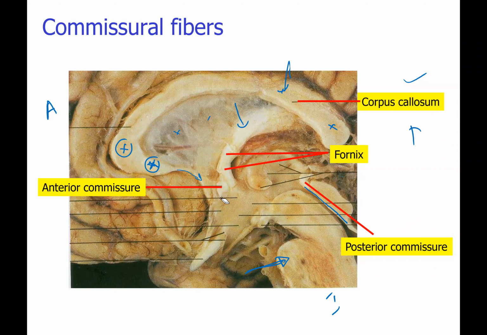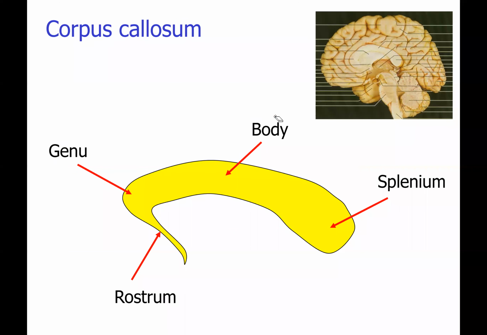So you get the anterior commissure, posterior commissure, fornix and corpus callosum. These are the commissural fibers. These are the different parts of the corpus callosum I mentioned. Sometimes we ask you to specifically identify this area, whether it's genu, body, or splenium. In a sagittal section, we can ask you to identify.